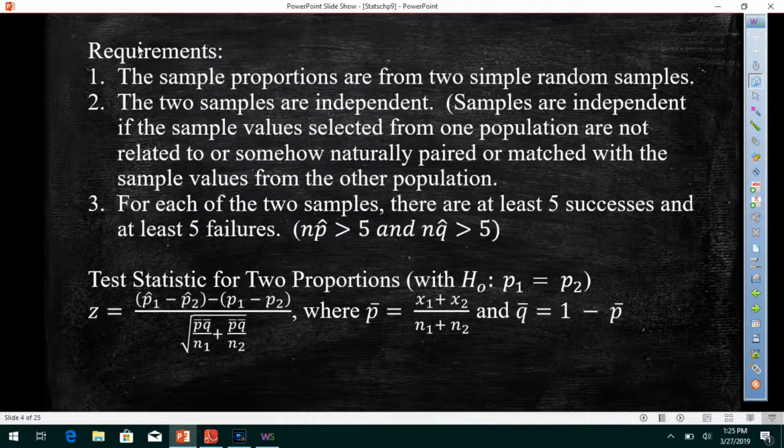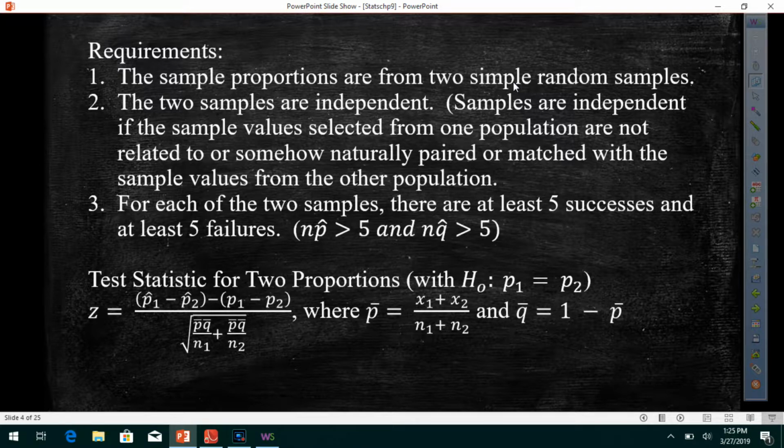Requirements. The sample proportions are from two simple random samples. Requirement 2, the two samples are independent. Samples are independent if the sample values selected from one population are not related to or somehow naturally paired or matched with the sample values from the other population. And number 3, for each of the two samples, there are at least 5 successes and at least 5 failures. So N P hat is greater than or equal to 5 and N Q hat is greater than or equal to 5.